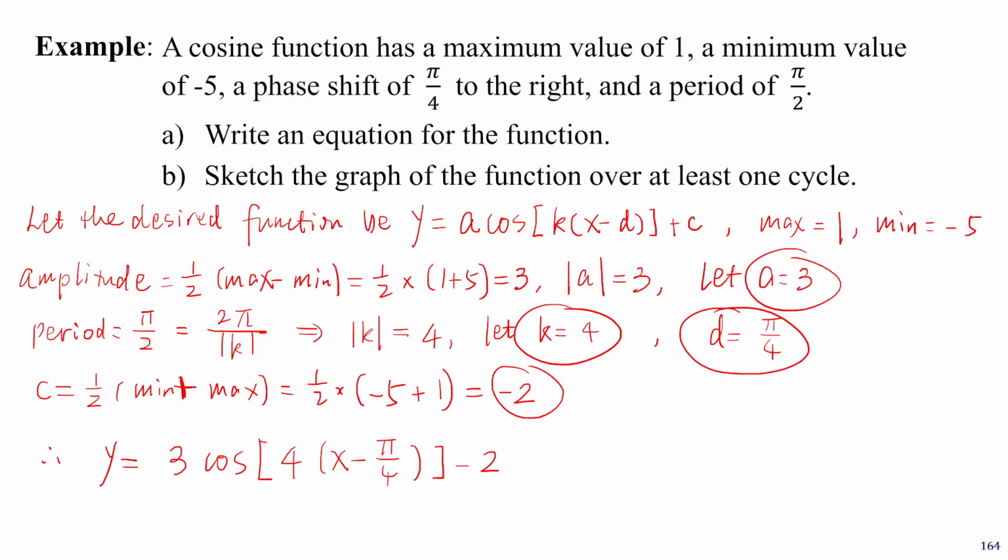Alright, that completes the first question. We have found an equation for the function, right? For the second question, sketch the graph of the function over at least one cycle. Of course, we can sketch the graph of the function by transforming the original function of y equals cosine x, right? But is there any way we can quickly sketch a function like this?